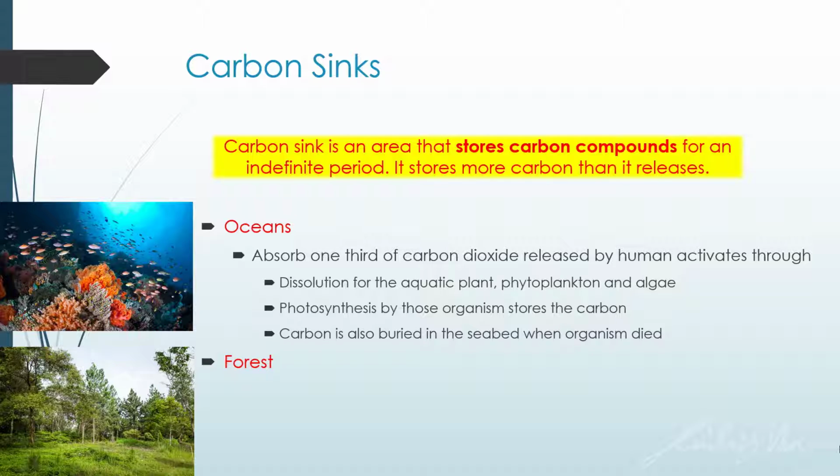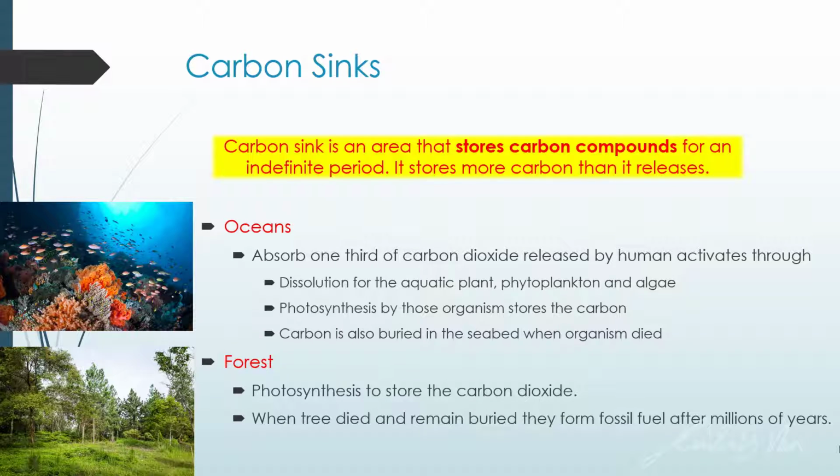As for forests, it is pretty straightforward. Forests having many trees will enable photosynthesis to take place, and the carbon dioxide from the atmosphere can be stored as glucose or starch in the tree. And if the tree dies and gets buried underground instead of decomposing in the air, then after millions of years it can become fossil fuel.